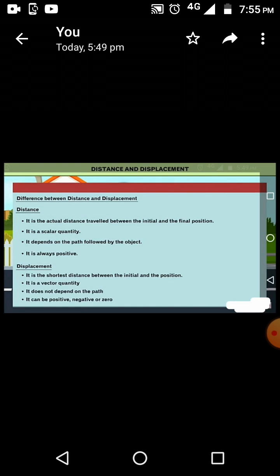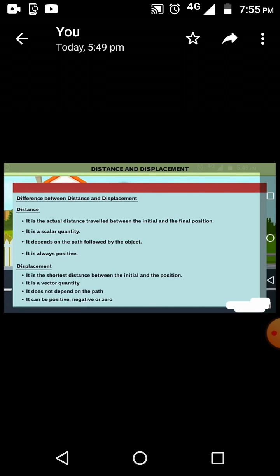Difference between distance and displacement. Distance: It is the actual distance travelled between the initial and the final position. It is a scalar quantity. It depends on the path followed by the object. It is always positive.